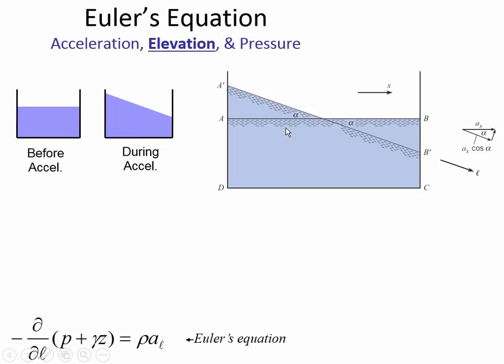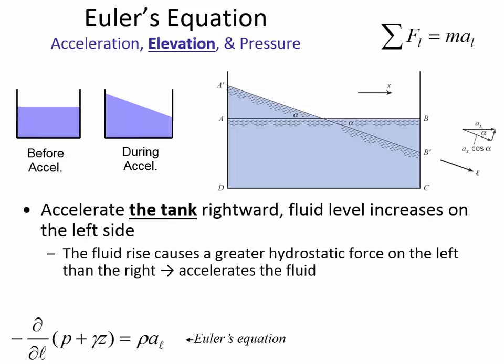But then suddenly we started to accelerate rightward, and what happened is that the liquid level increases on the left side and it goes down on the right side. So Euler's equation can tell us how much of an elevation difference we should expect. And so if we accelerate the tank to the right, the fluid level increases on the left side.